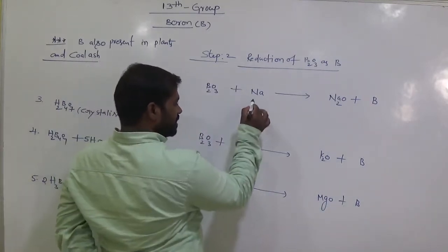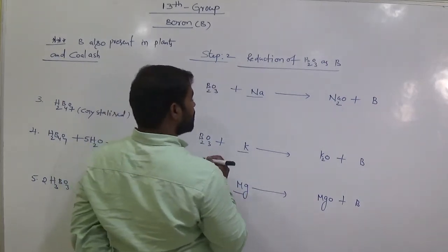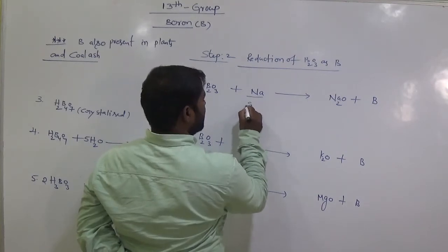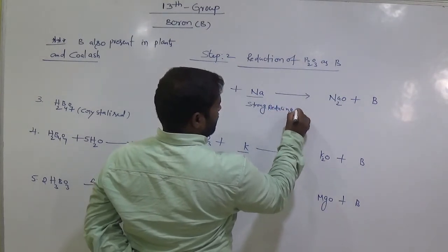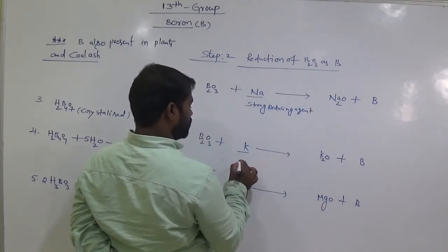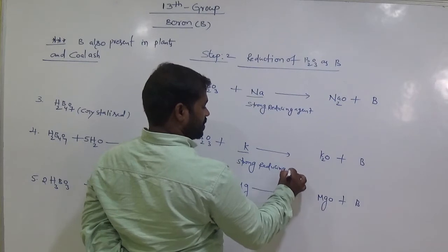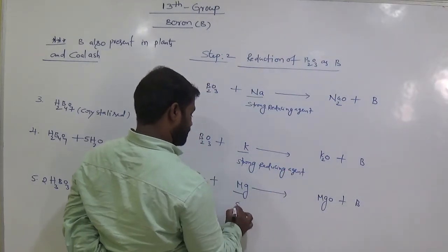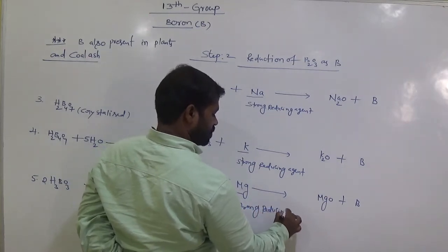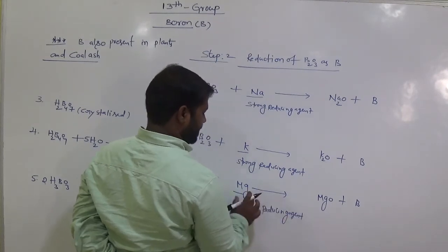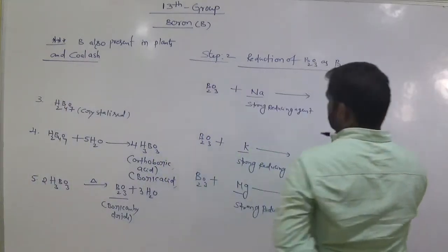So here these three are called strong reducing agents. Here magnesium, potassium, sodium, these are all strong reducing agents. Strong reducing agents remove the oxygen from other compounds.